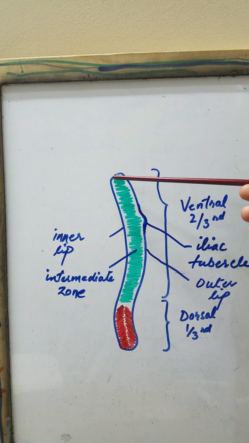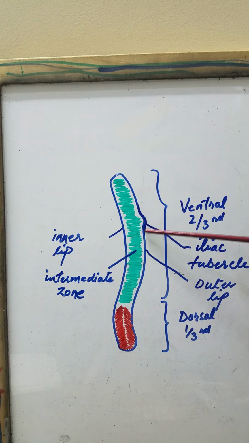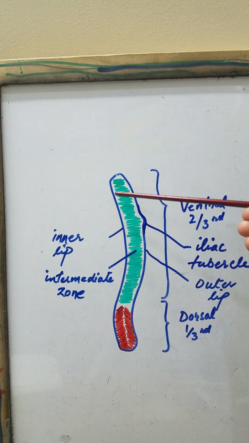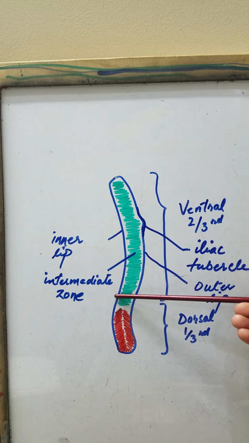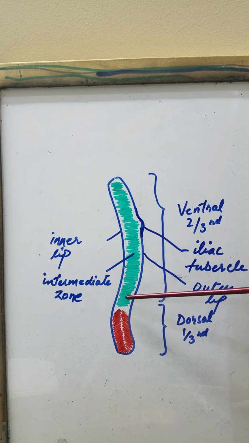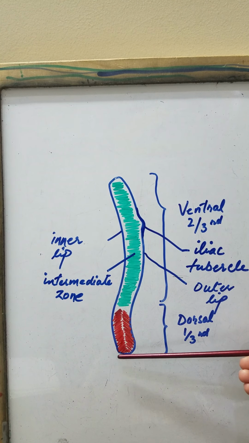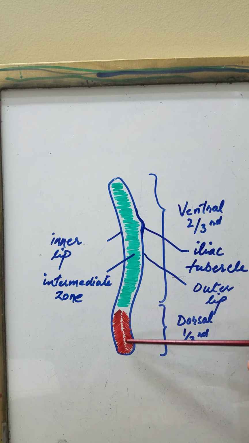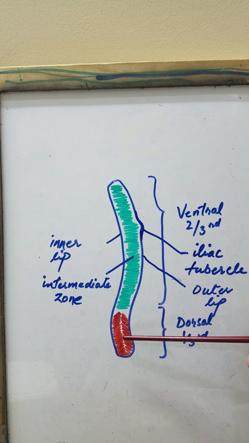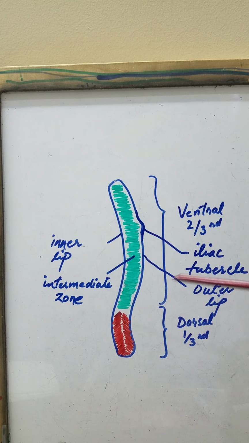And the anterior 2/3 can be divided into an outer lip, which has a prominent iliac tubercle, an inner lip, and then this green area represents the intermediate zone. And in the dorsal 1/3 part, you have a central raised ridge, and on either side of that raised ridge, you have a slope. So you have a medial slope and a lateral slope.